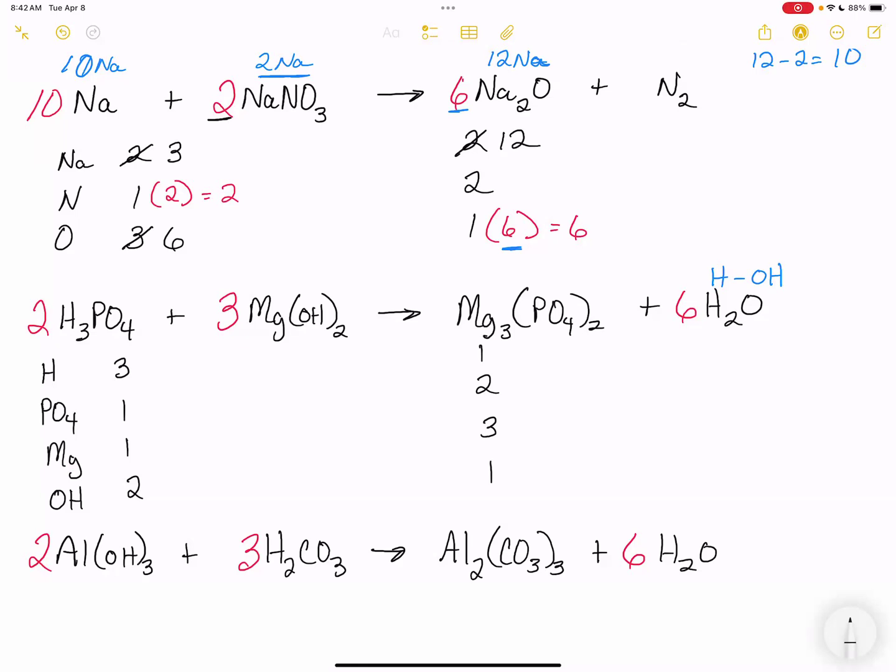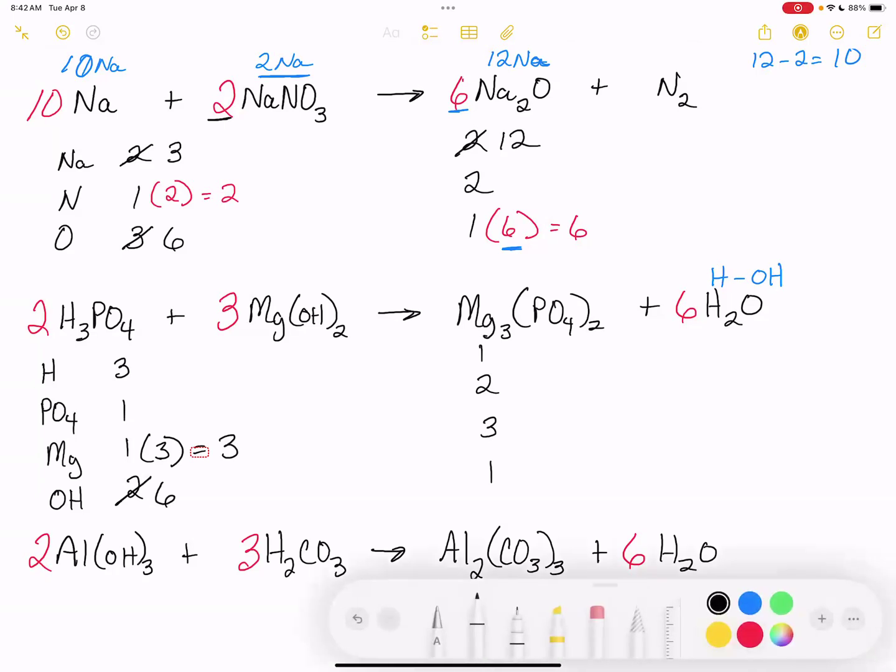Because hydrogen and oxygen appear in multiple equations, I started with the magnesium and the phosphate. So I multiplied the magnesium through by 3 on the reactant side. Whatever I multiply by becomes the coefficient. But that 3 also meant I now had 6 hydroxides.